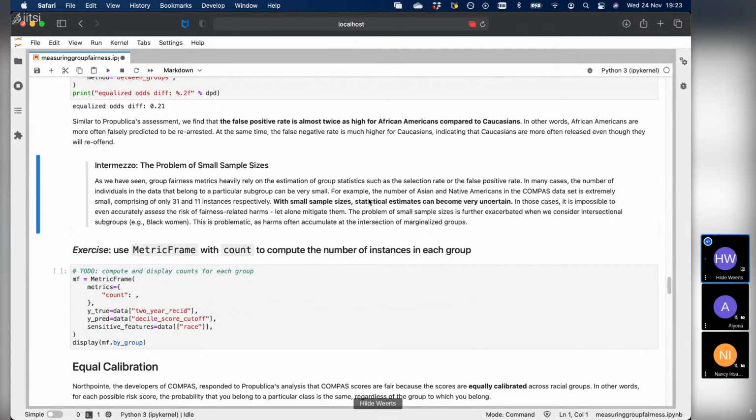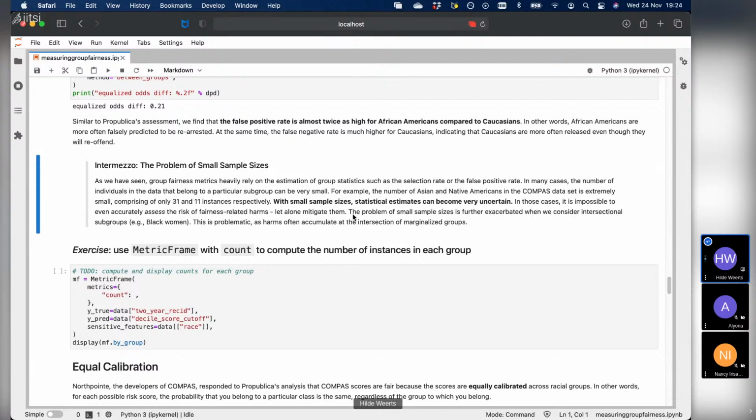With those small sample sizes, your estimates of those group statistics, such as the selection rate, the false positive rate, etc., become very uncertain, and then your measurement of fairness becomes very uncertain. So basically, it will be impossible to accurately assess the risk of fairness-related harms, let alone mitigate them. This is particularly important if we consider intersectional subgroups. Instead of just considering African American people and women separately, if you look at subgroups such as Black women, then the groups become even smaller, which can be quite problematic because fairness-related harms often accumulate at the intersection of marginalized groups.